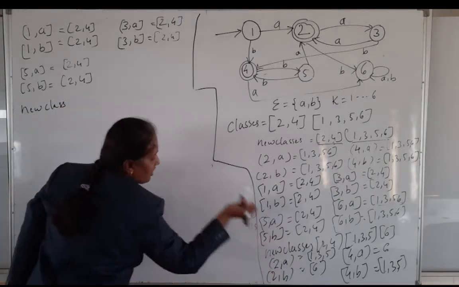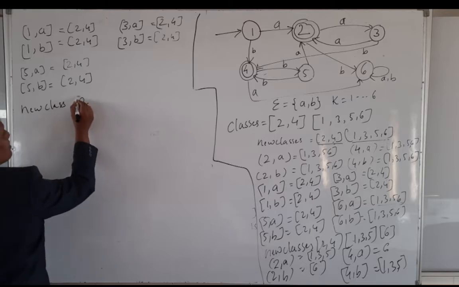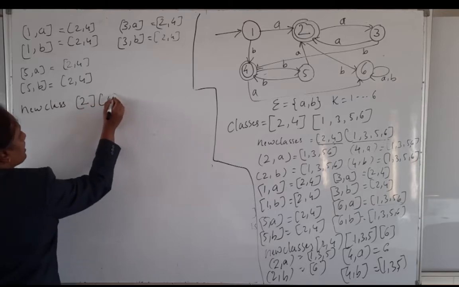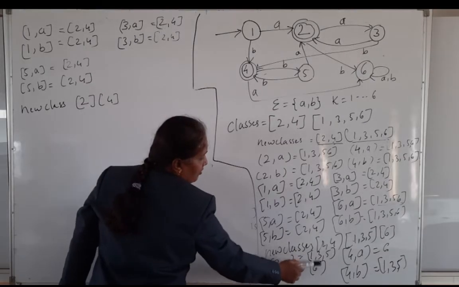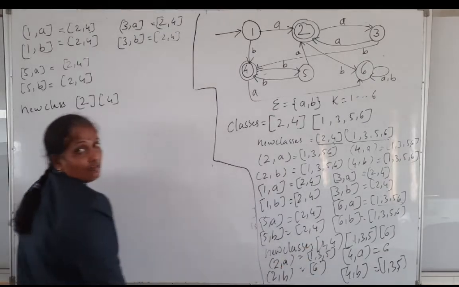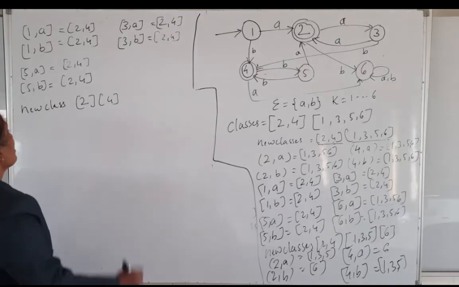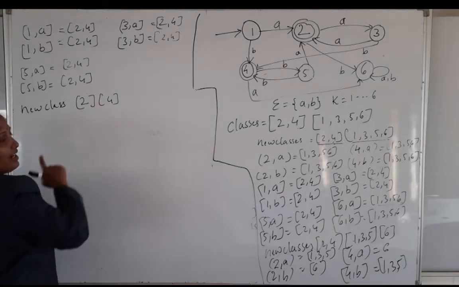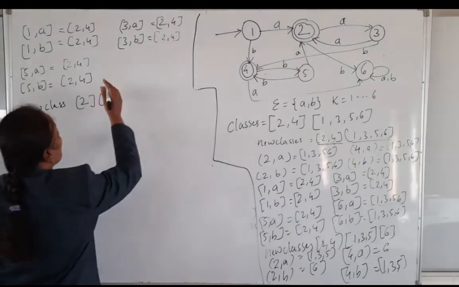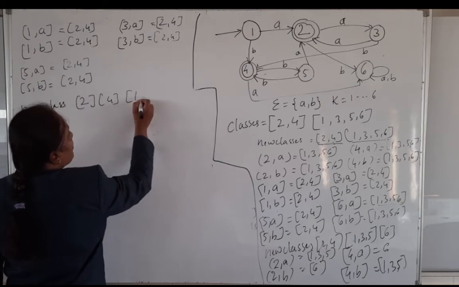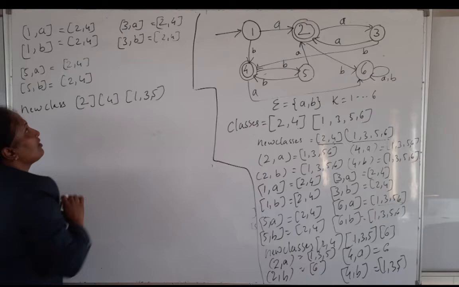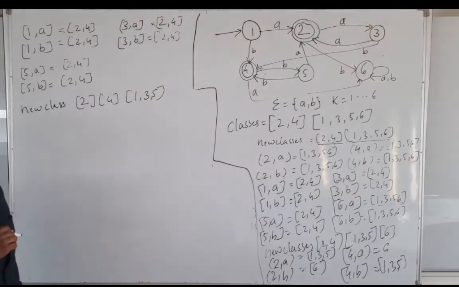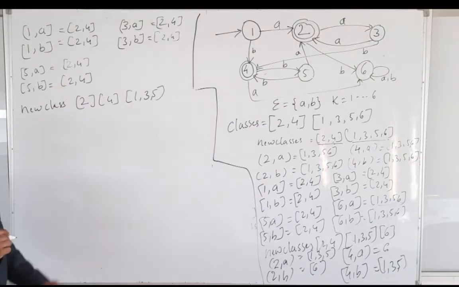Based on these two transitions, I can say 2 comes in one group and 4 in another group, because after accepting A and B from these states, I am reaching 2 different new states. So based on that I have divided 2 and 4. What about 1, 3, 5? 1, 3, 5 will be in one group only, because after checking the transition for A and B, they are reaching the same state.